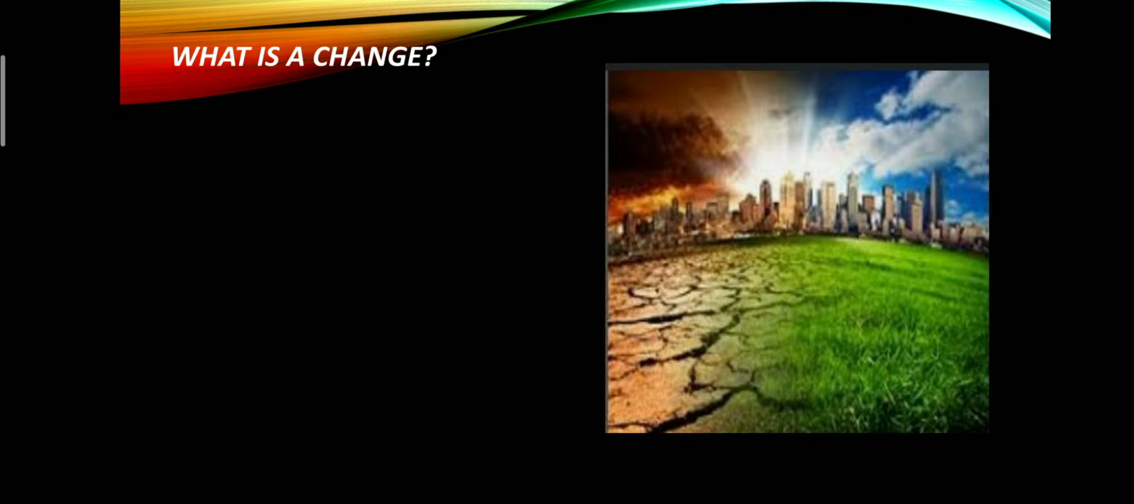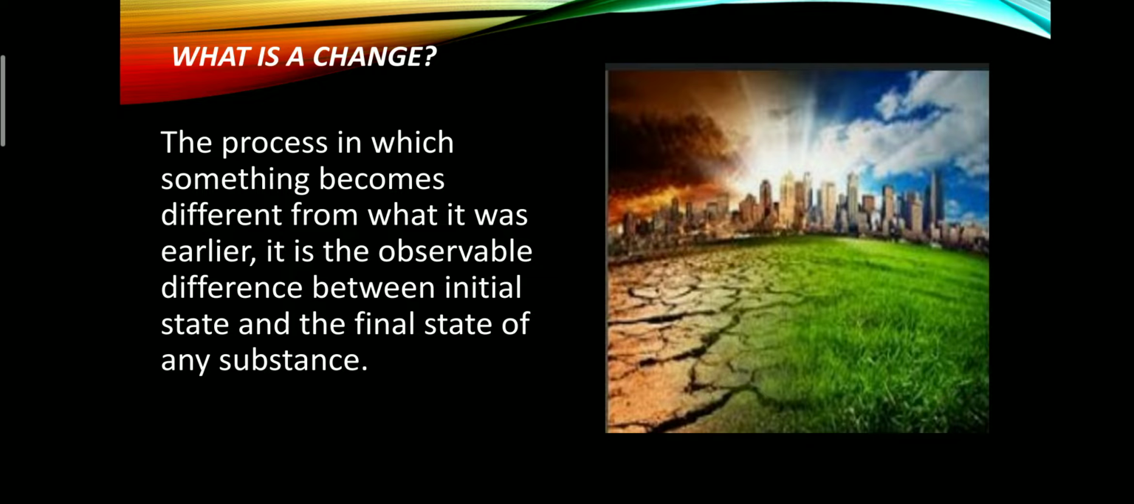So first let's see what is change. What does the word change refer to? A process in which something becomes different from what it was earlier, we call that a change. It can be a change in color or change in shape or change in temperature. So from an initial state to a final state there is a difference. That difference, that process, we call a change.